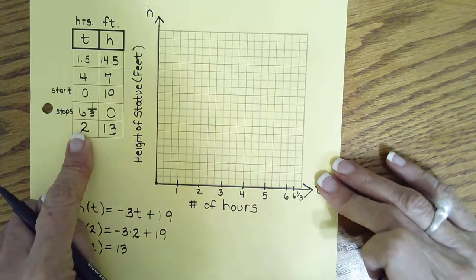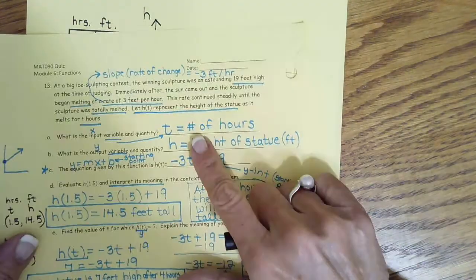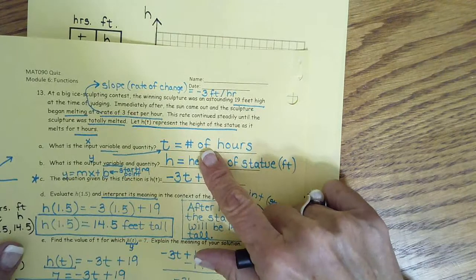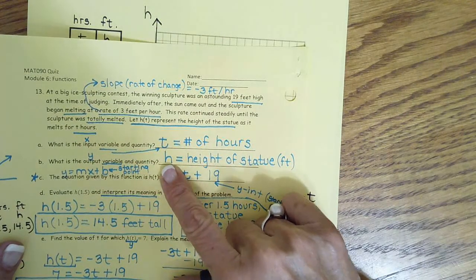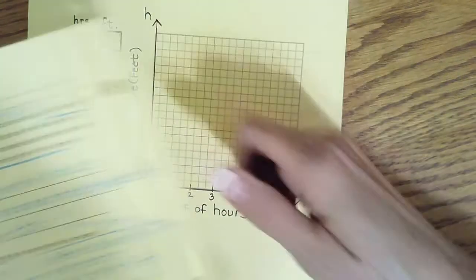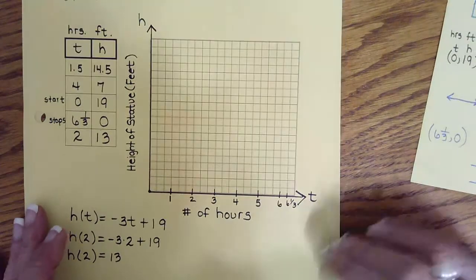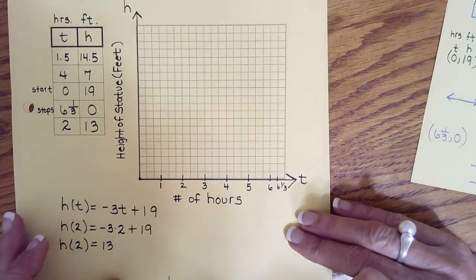And you know all this stuff from the other page. I just copied it over. My X was T. This is always the X axis, and it's hours. My Y was height, and it was in feet. Y is always the vertical axis. So I didn't make any of this up. I just got it from the front page.